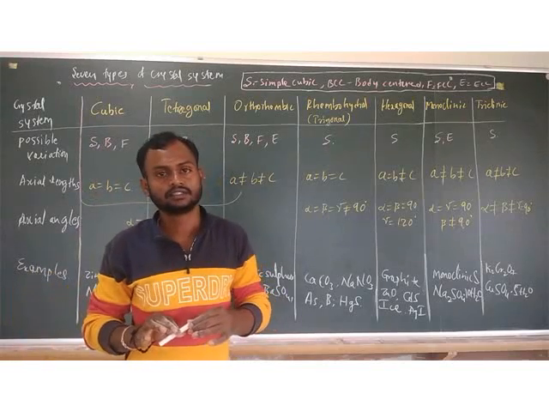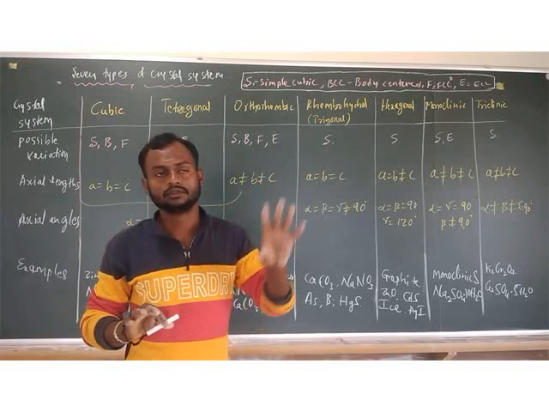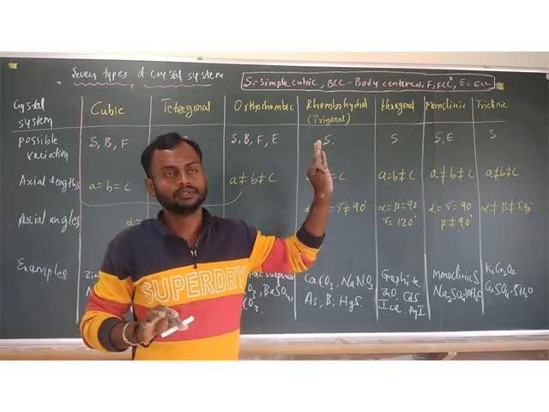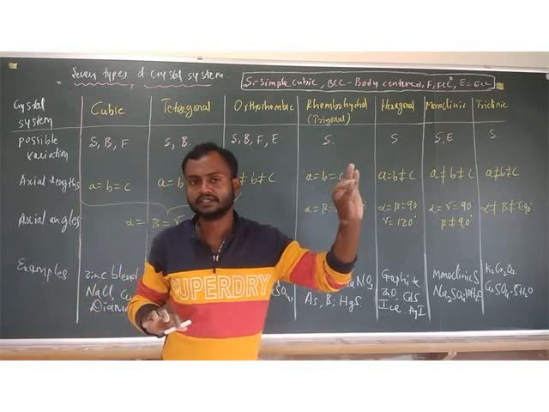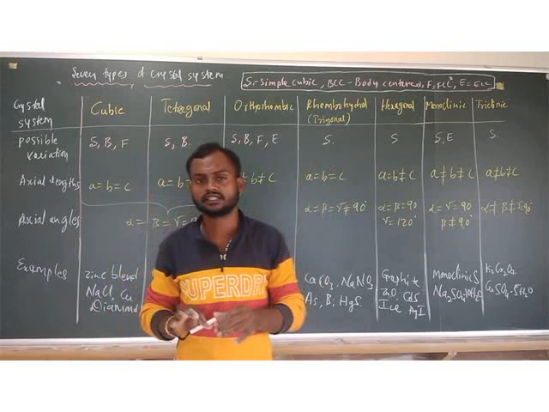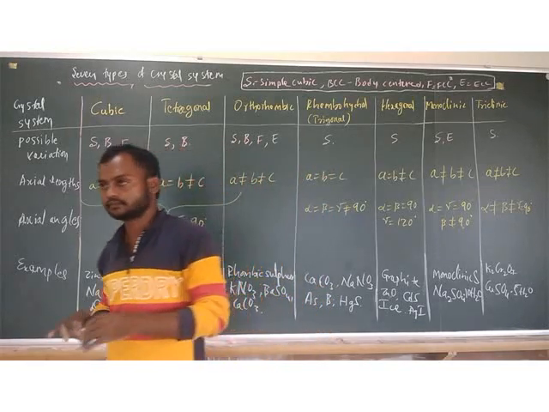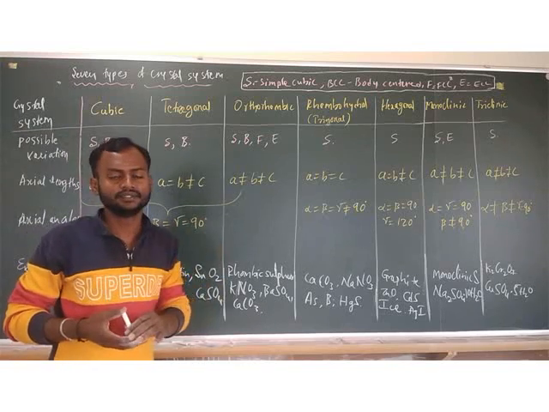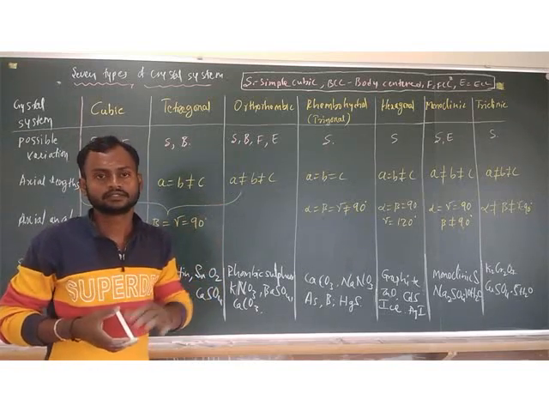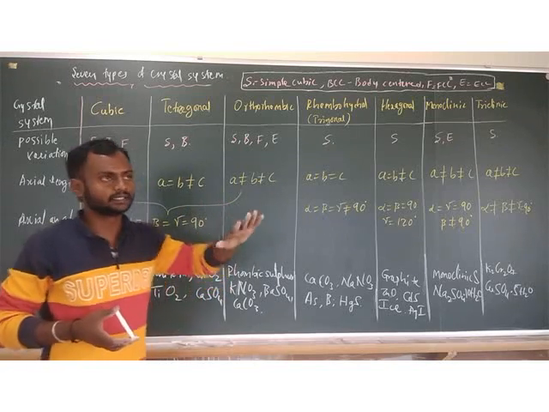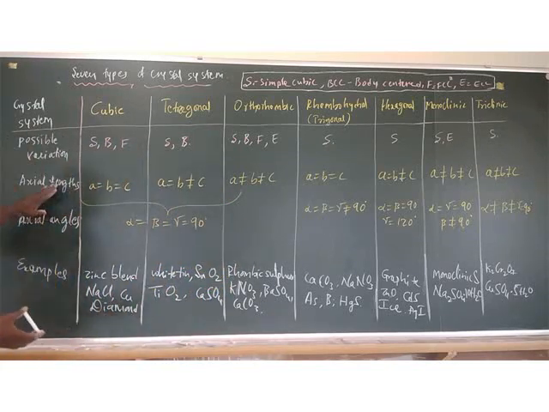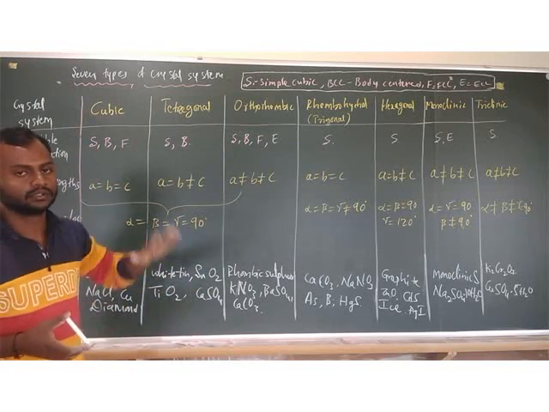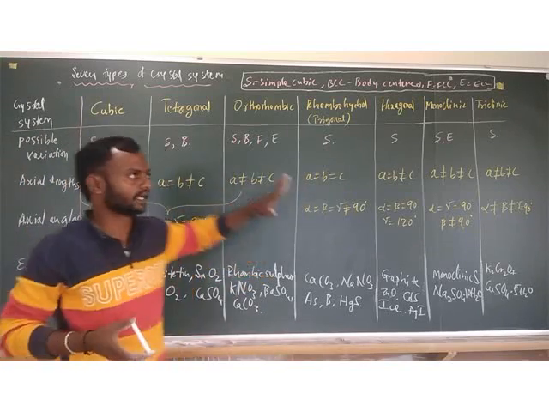We are discussing the unit cells. One is the simple unit cell, second one is a body centered unit cell, face centered unit cell, end centered unit cell. So next part is crystal systems. Crystal systems are divided into 7 types, based upon the edge length values and axial angle values, edge length and axial angle. So it can be classified into 7 types.